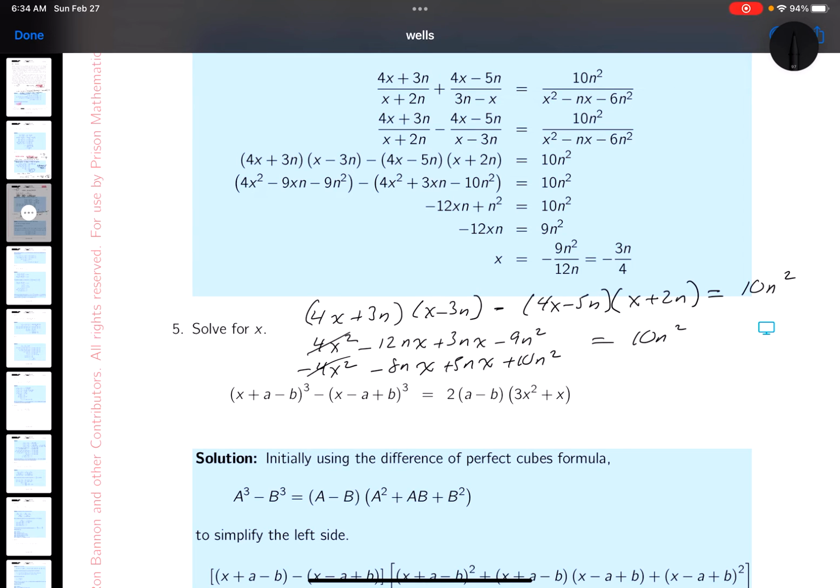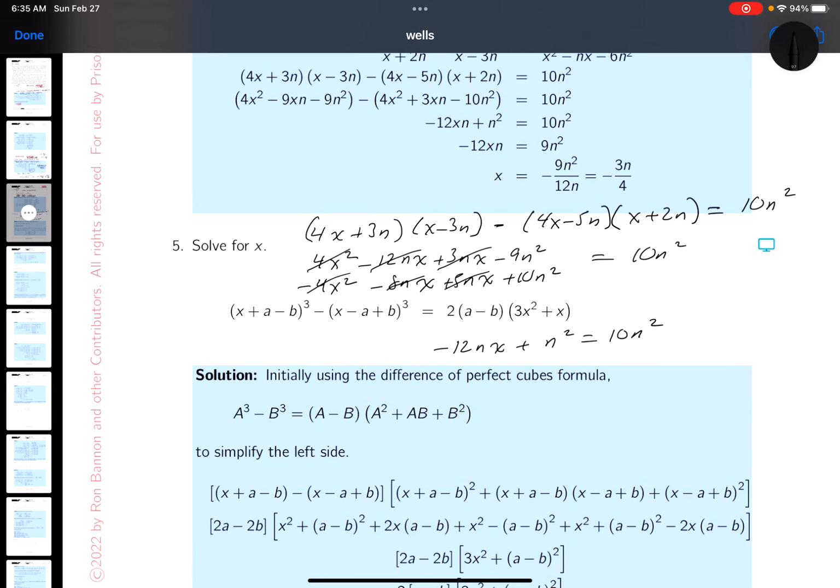All right, let's just go through it. I mean, these disappear. Let's get all our x's together. This is minus 20. That's 8. So I get minus 12nx. And then I get plus n squared equals 10n squared. What I would do now is subtract n squared from both sides. I get minus 12nx equals 9n squared.